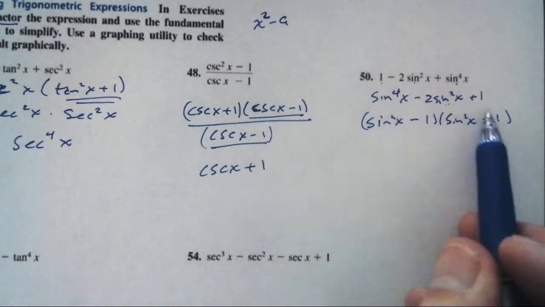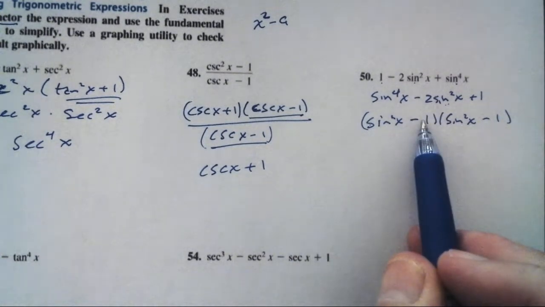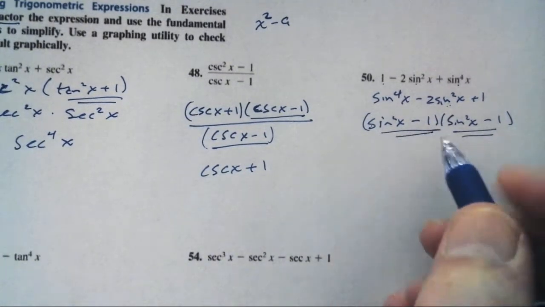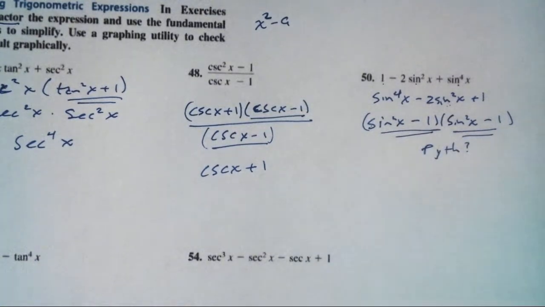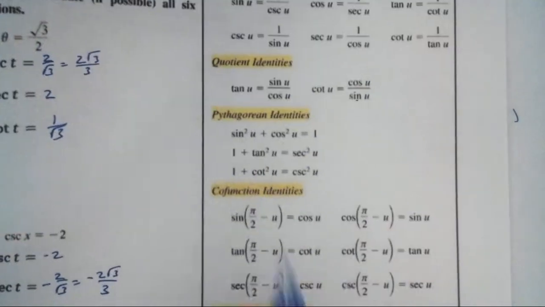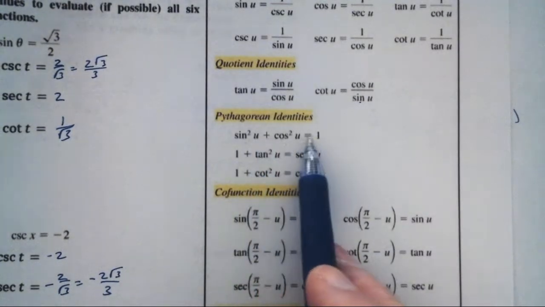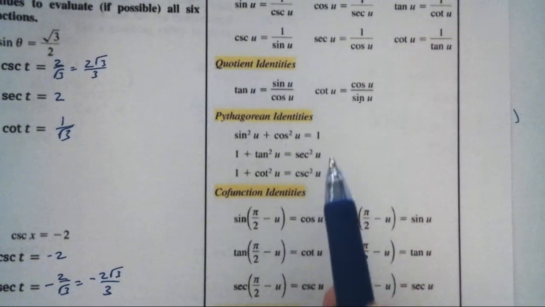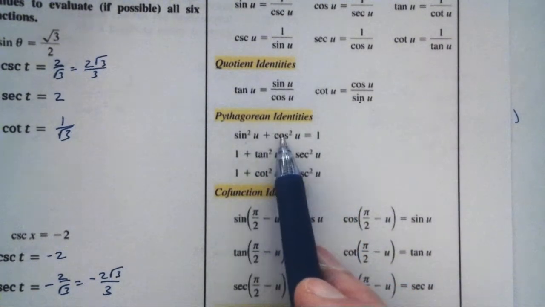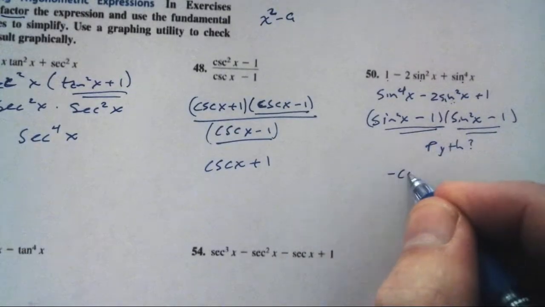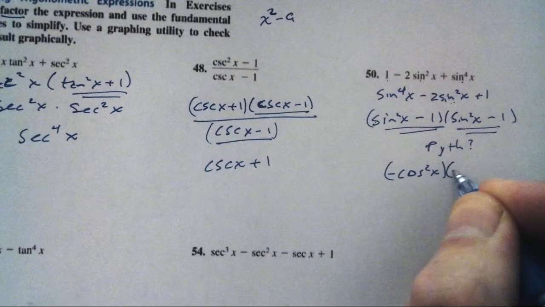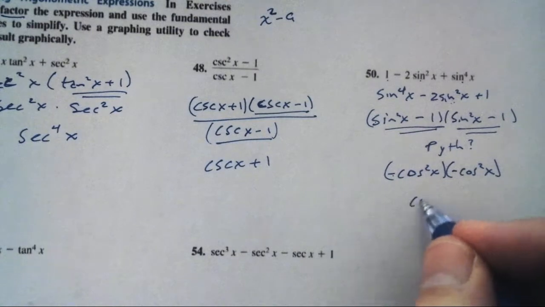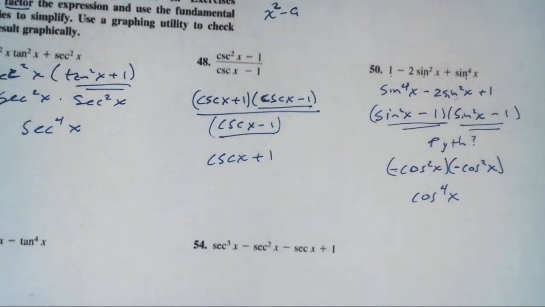Sine to the 4th, negative sine squared x, minus sine squared x, minus 2 sine squared x and a plus 1. What are we thinking here? Is it Pythagorean? Sine squared minus 1. Careful here, I could get a minus 1 with it, and I'd have to subtract the cosine squared to the other side. Sine squared minus 1 is equal to negative cosine squared. So this is negative cosine squared x times negative cosine squared x, which becomes negative times negative, positive cosine to the 4th x.